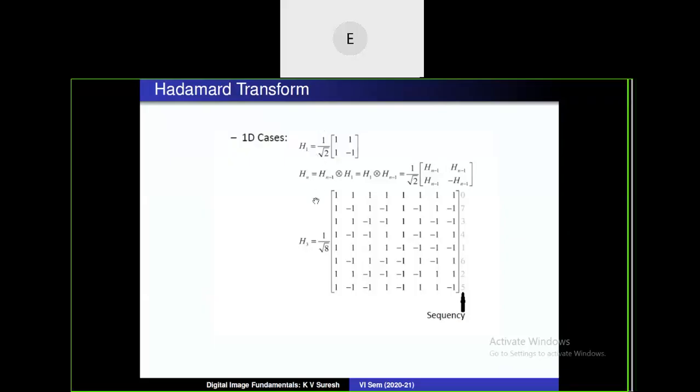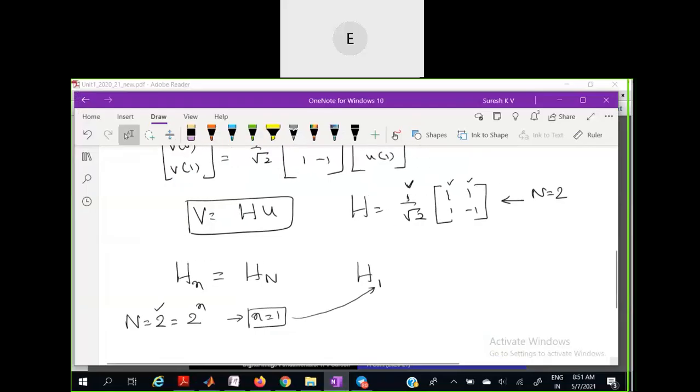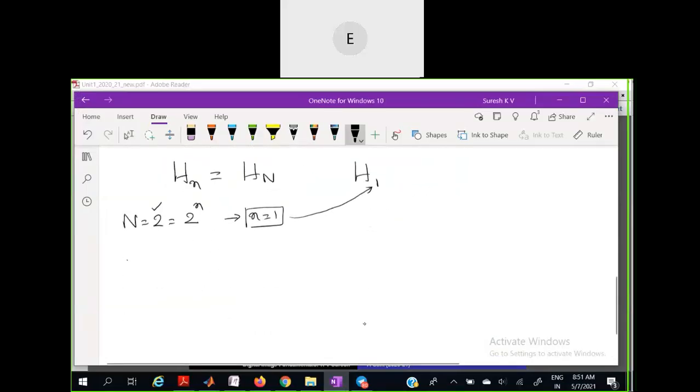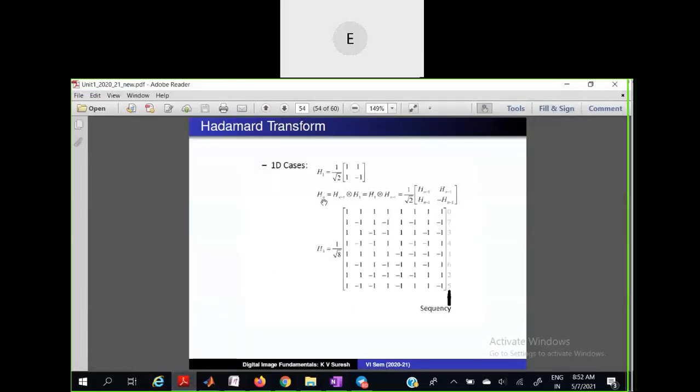Now to find, for example, H4, let me just go here. Suppose somebody asks me, I want for n equal to say 4. Now you know this can be written as 2 to the power of 2, which means small n is equal to 2. So I am interested in finding H2. It is easy in general. Any Hadamard transform for any n can be calculated as H of n minus 1. This is a product. This is called Kronecker product. Let me write that.